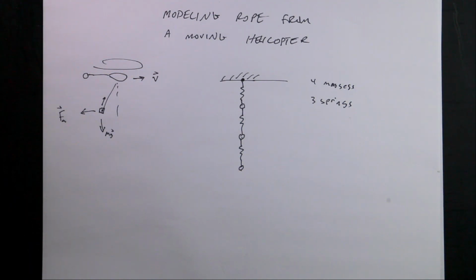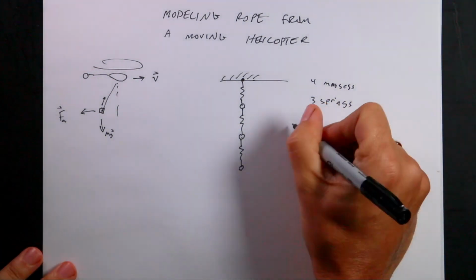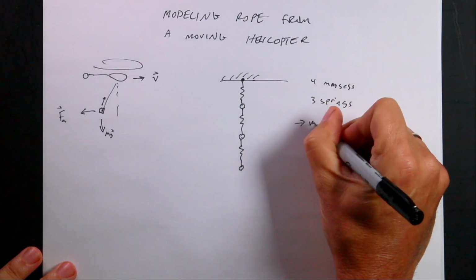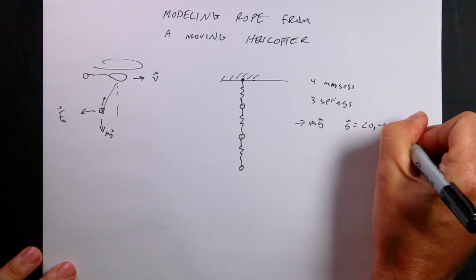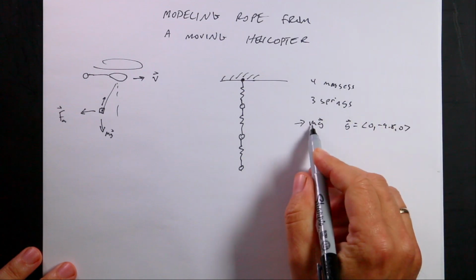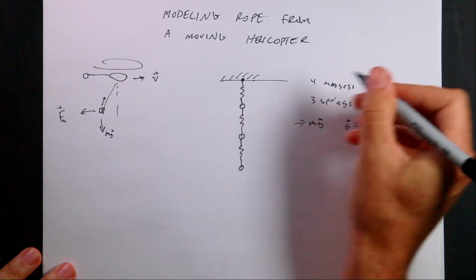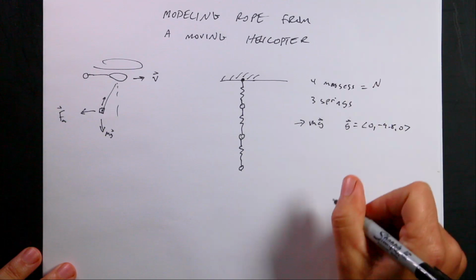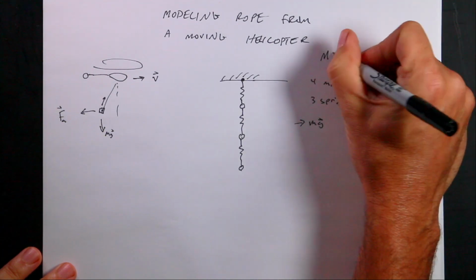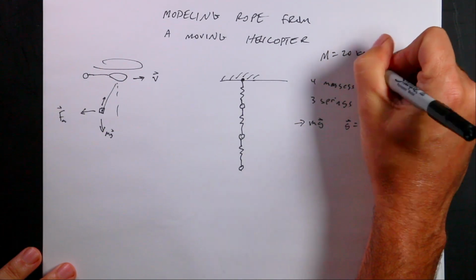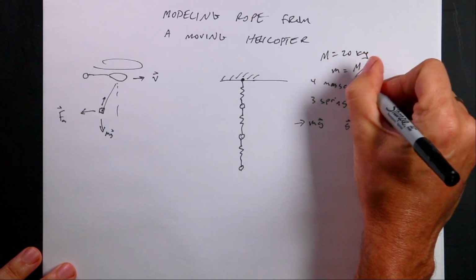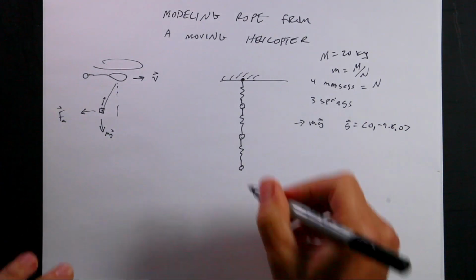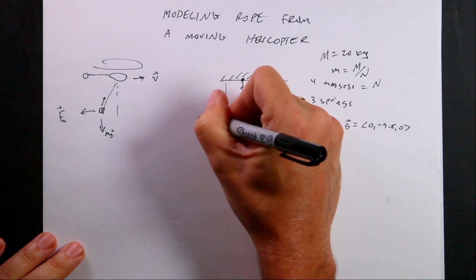Okay. So on each of these masses, there's going to be some forces. There's going to be the gravitational force, where G is the downward vector, the gravitational field, negative 9.8, 0, 0, and M is the mass of each piece. Okay, so let's say up here, I'm going to say N is equal to 4, and the mass is equal to 20 kilograms. Then the small mass would be the big mass over N, and I can find that. I also need the length of the whole thing. I'm going to say that's 5 meters.